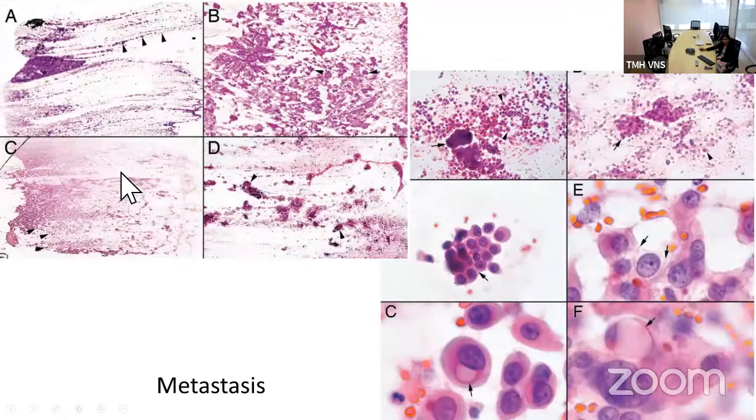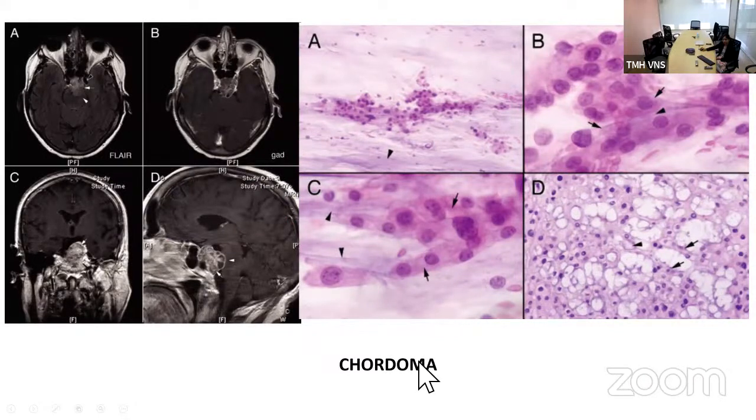And lastly, metastasis. Again, we can see these blobs of epithelial tissue. We can see these epithelial fragments and the cells connected by cytoplasmic processes. Chordoma can be present in the clival region. So this is a myxoid-appearing tumor. So we can see these cords of cells, and sometimes we can see the vacuolated cells, that is the physaliferous cells. Sometimes the chondrosarcoma also comes in the differential diagnosis of the chordoma.